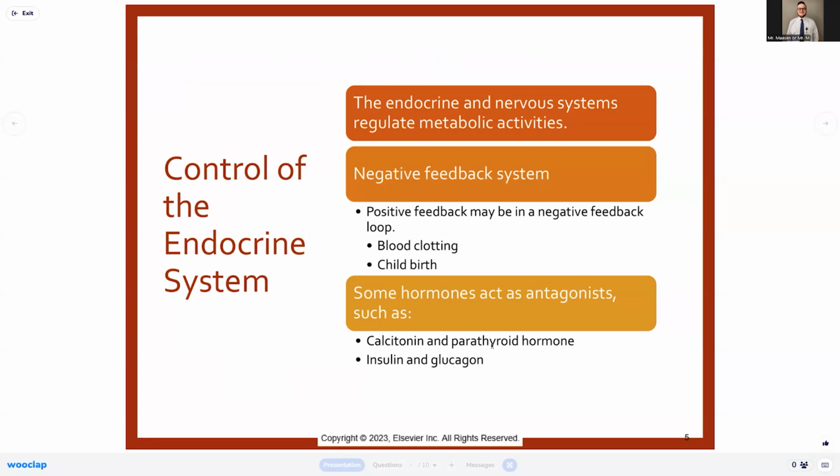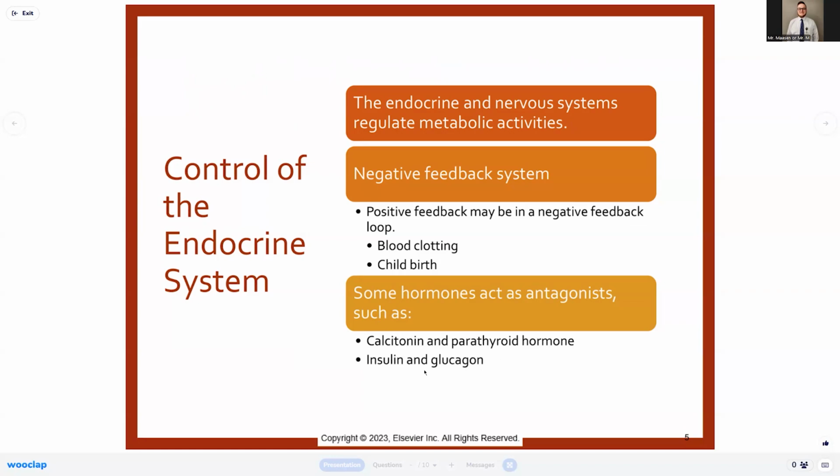Some hormones act as antagonists. So some hormones are going to counteract other hormones to maintain homeostasis and balance. So, for example, your thyroid gland and your parathyroid gland release calcitonin and parathyroid hormone, and they both affect calcium in a different way. One is trying to lower calcium blood levels, the other one's trying to raise them.